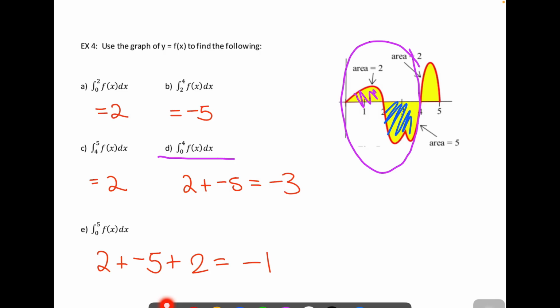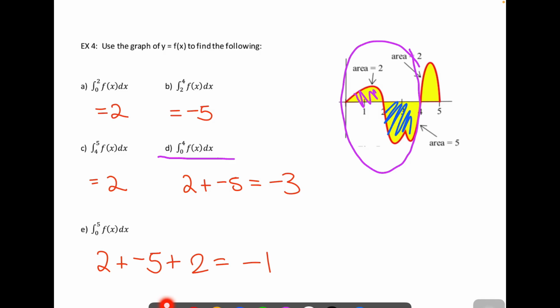So what's happening here is if your function has parts of the graph that are above the x-axis and parts of the graph that are below the x-axis, this integral is no longer giving you an area. It's giving you something related to area, but some of those positive and negative areas are actually canceling each other out. My answer of negative 3 tells me that more of the function is below the x-axis than above, but that's all it tells me. It doesn't actually tell me the area.